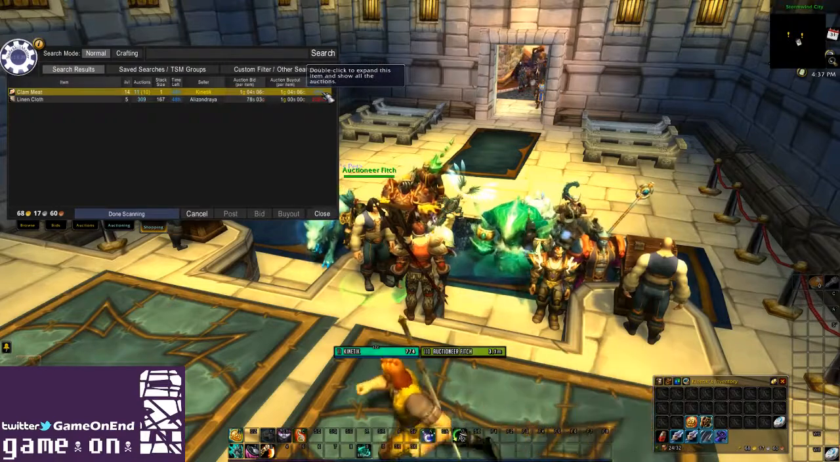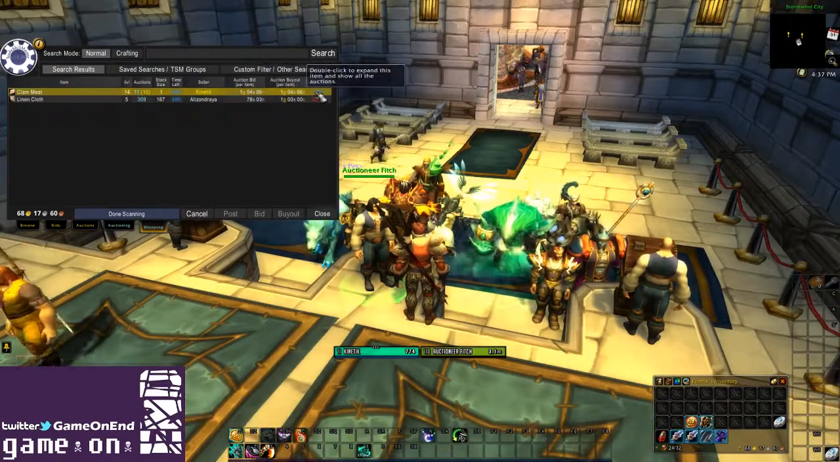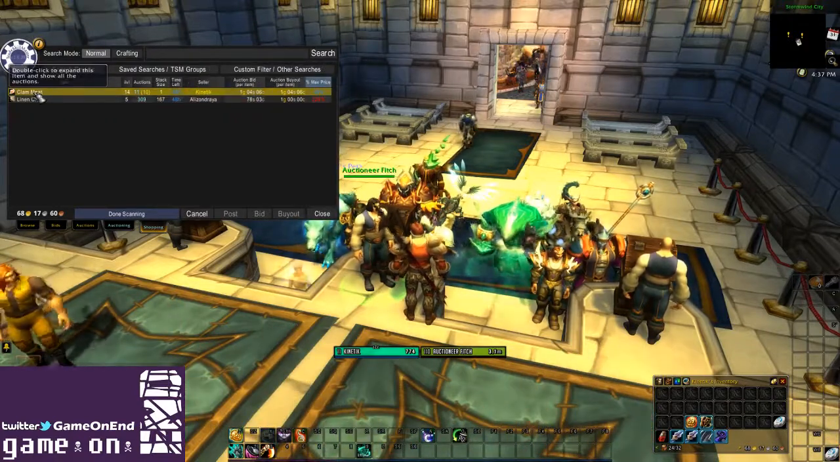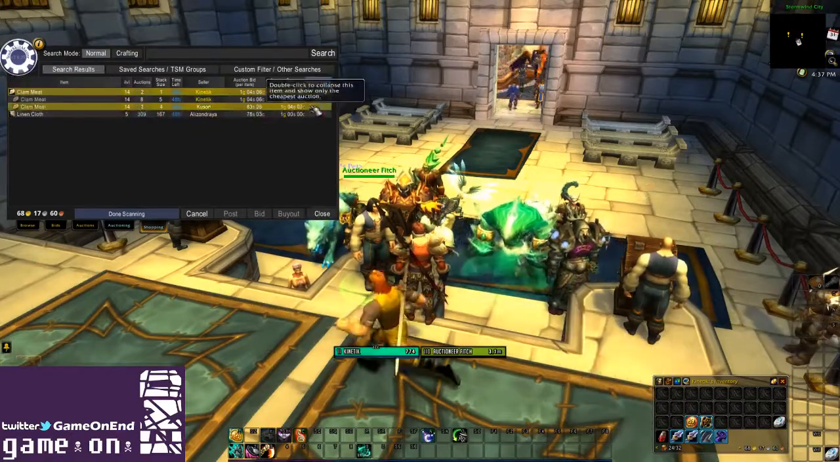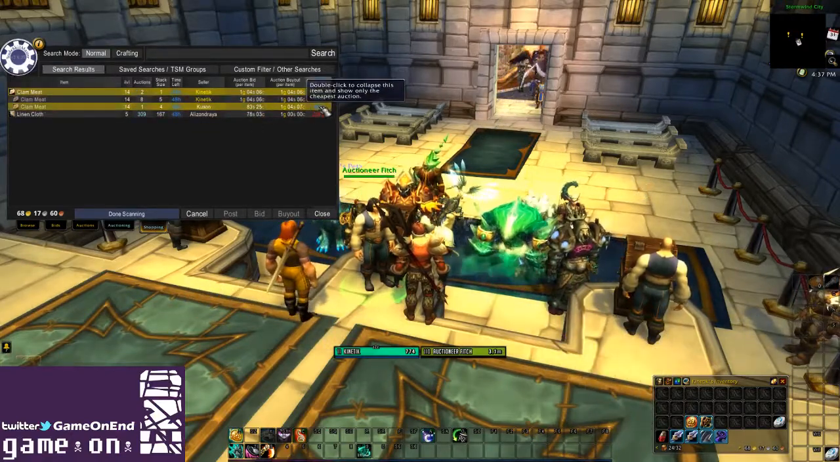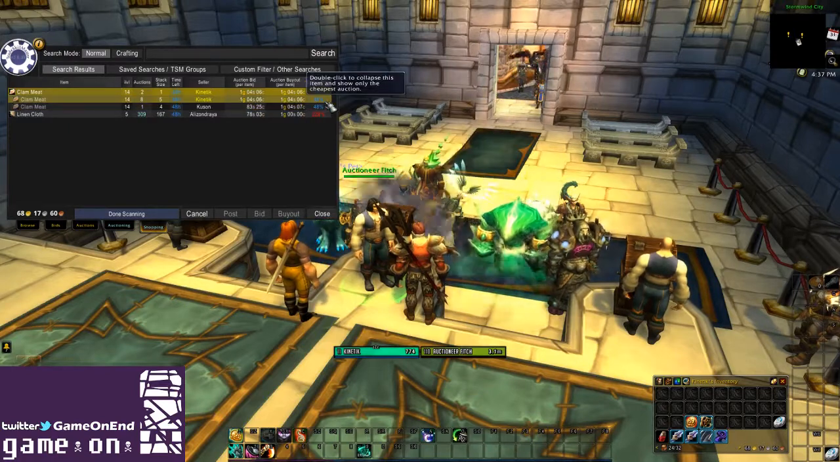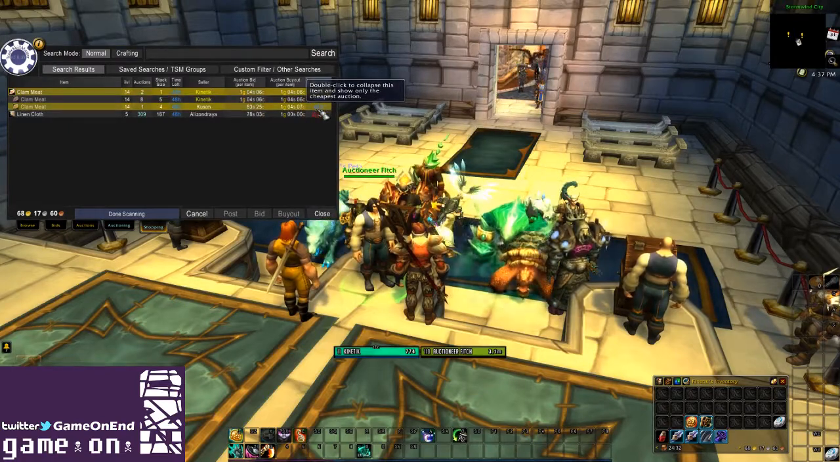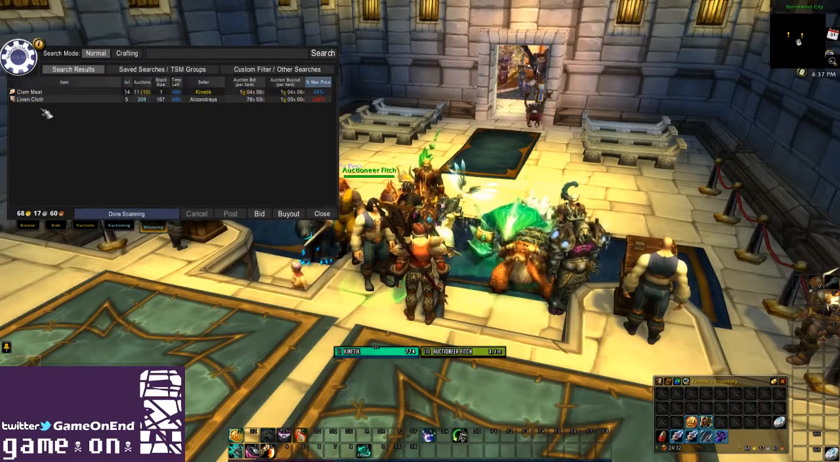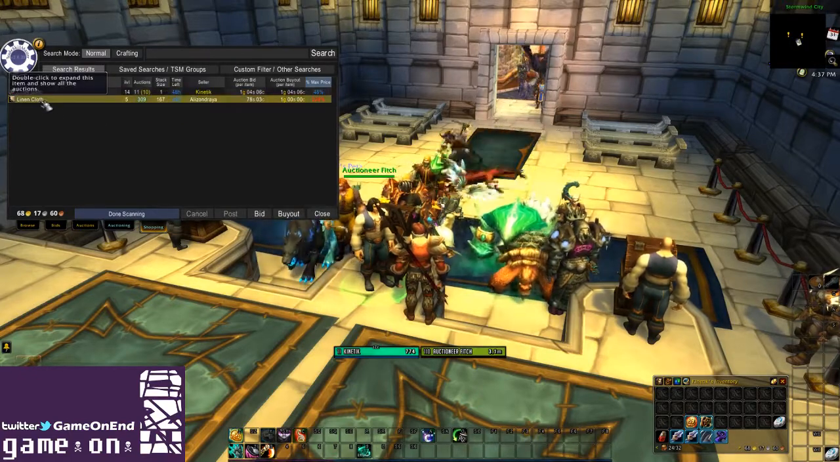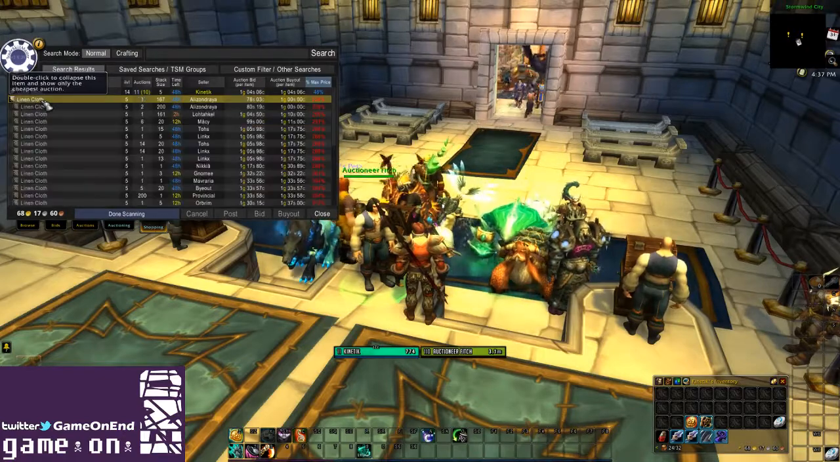So right now, this is great. We're actually the lowest auction up for clam meat. But we can double click in and see what else is here. And we can see that somebody else has posted here as well, right at our price. So all we've done is undercut this other item. Let's take a look at linen cloth, however.